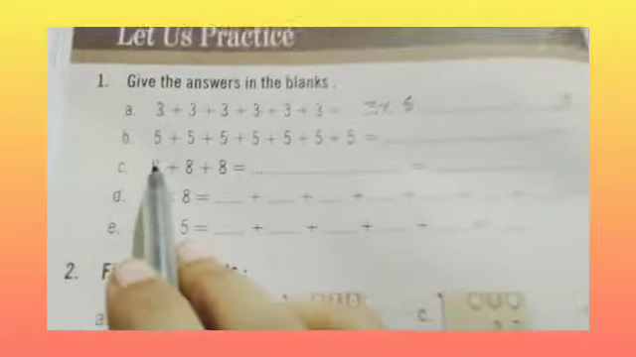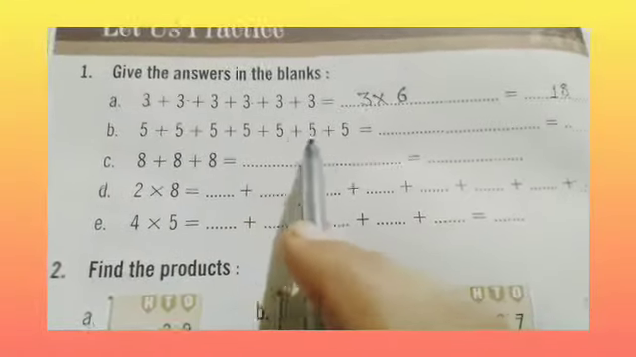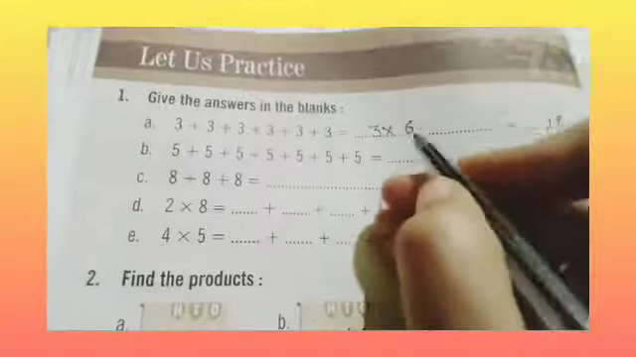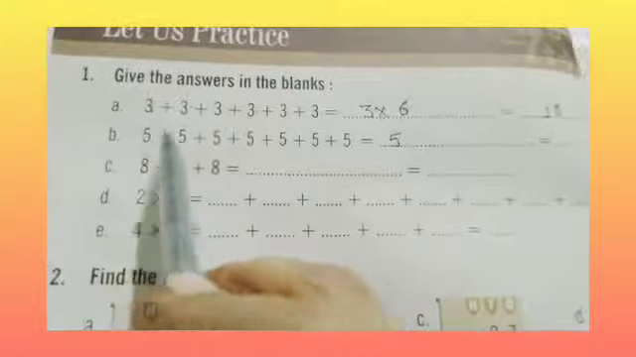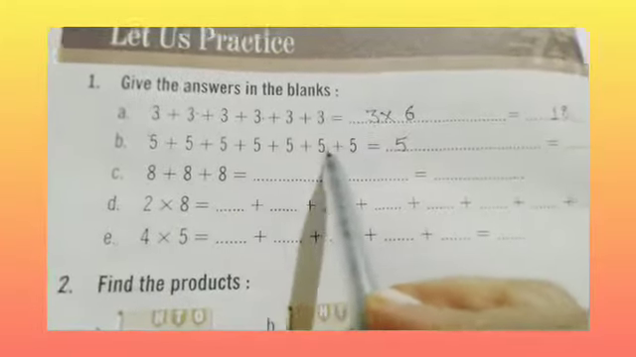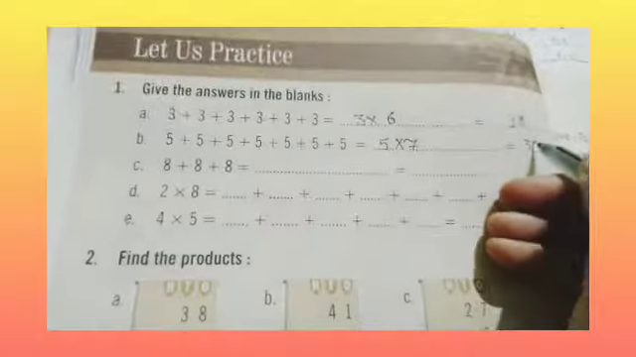Part B. 5 plus 5 plus 5 plus 5 plus 5 plus 5 plus 5. So we have to write 5 one time and count how many 5's are there. 1, 2, 3, 4, 5, 6, 7. So we will write 7 over here and put a sign of multiplication in between. So 7 5's are 35.